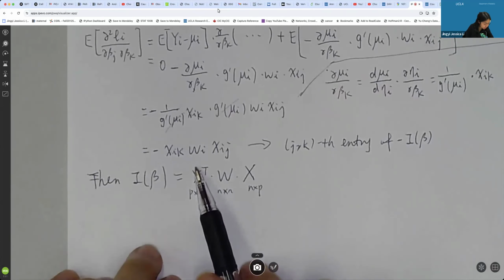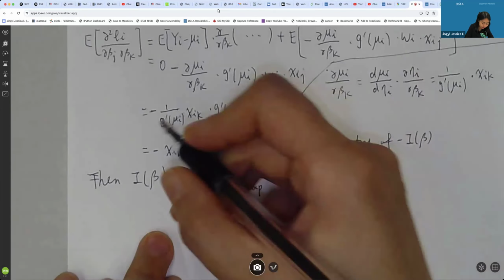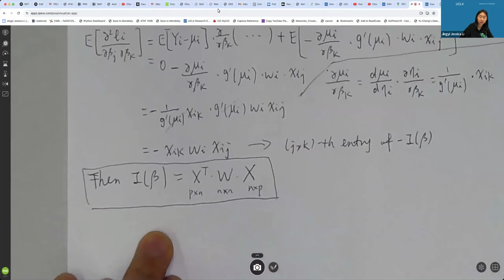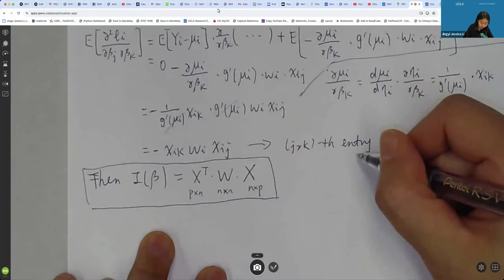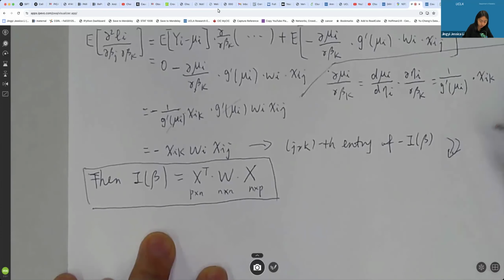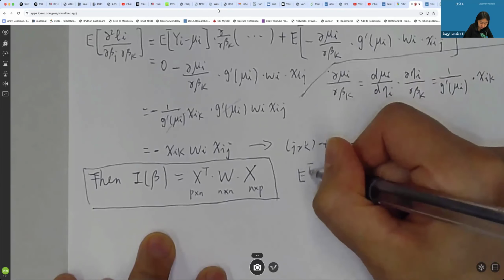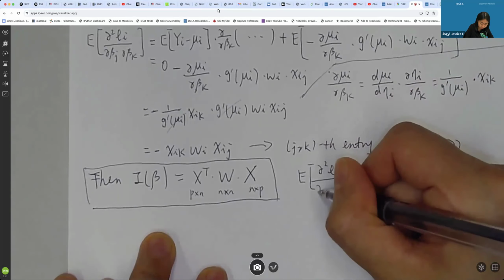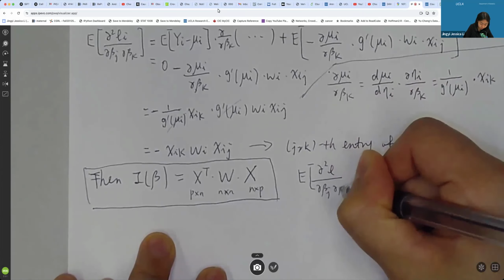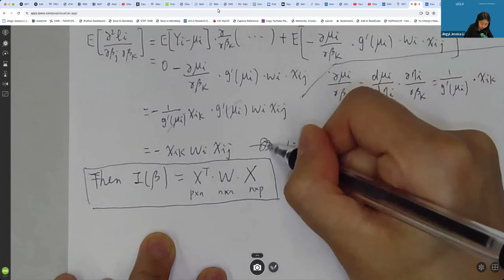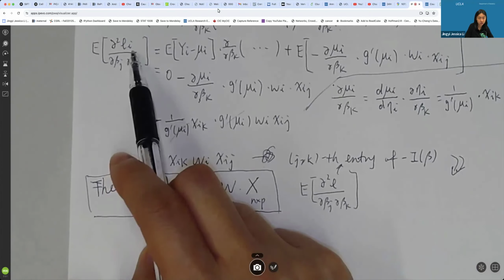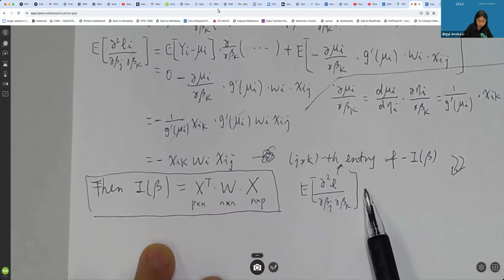Oh, one more thing. Sorry, I forgot to say. Before I jump to this conclusion, I didn't give you this summation yet. That's my bad. So from here, just give me one more step. I think that will be clearer. So the expectation of this partial square L, not just L_i, partial beta J, partial beta K. Sorry, this is wrong. This term is the ijth entry of negative Fisher information. It's not L, it's just the ith term. I need to take a sum over that.